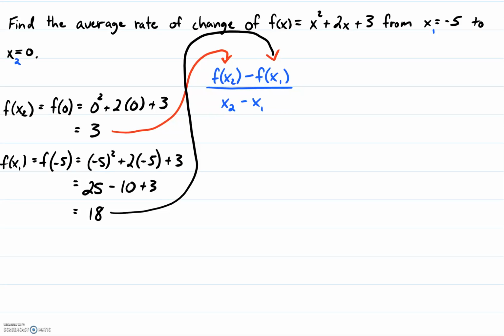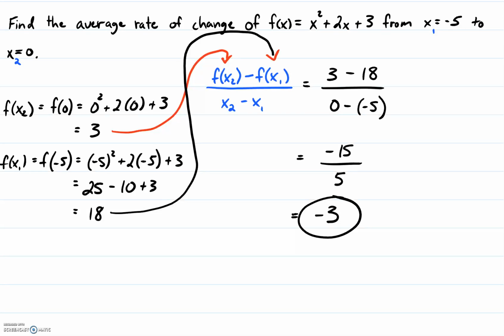So let's go ahead and plug those numbers into our overall formula. So f of x2, that's going to be 3, minus the f of x1, that's going to be 18, over x2, well, we know x2 is 0, minus x1, which we know to be -5. And so now we've done the work, we just want to simplify. So in the numerator, 3 minus 18 is going to give us -15, and in the denominator, 0 minus a -5 is the same thing as 0 plus 5. So we end up with -15 over 5, which gives us -3. And that's going to be our answer.